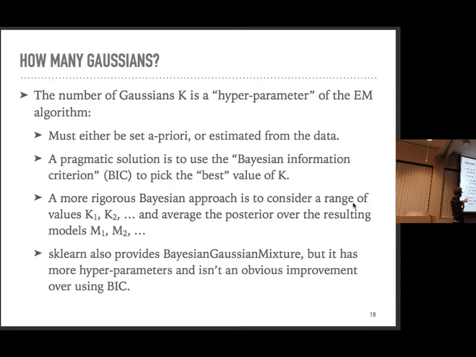We heard yesterday that sklearn also provides this thing called the Bayesian Gaussian mixture. I actually don't like that because it has more hyperparameters, so I don't find it's an obvious improvement over BIC. It gives you a false sense of confidence that now you're a card-carrying Bayesian. If you want to do things right, you have to bite the bullet and think of this as a model averaging problem. You're going to have to study multiple models simultaneously and average over them.